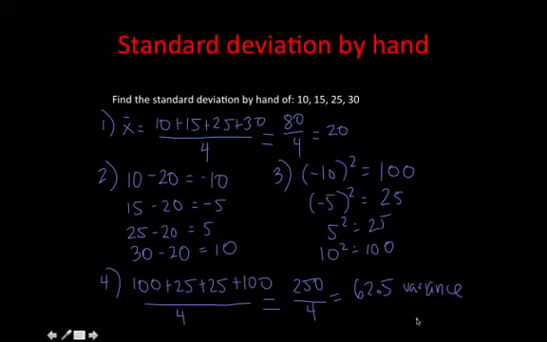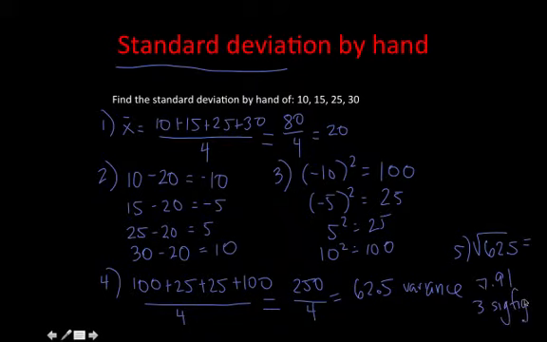But my goal is to find the standard deviation, right? So the last step is to take the square root of that variance, the square root of 62.5. The square root of 62.5 is 7.91. In this class, we're going to always do 3 sig figs if we have to round. So 7.91 is the standard deviation.